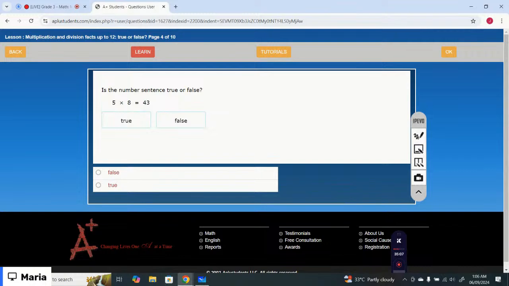Is the number sentence true or false? 5 times 8 equals 43. Which is the correct option? True or false? False it is, right? 5 times 8 is 40, not 43. Very good. The correct option is false.